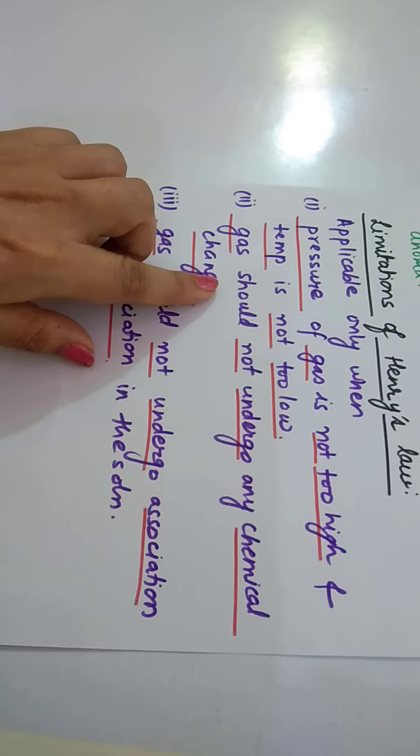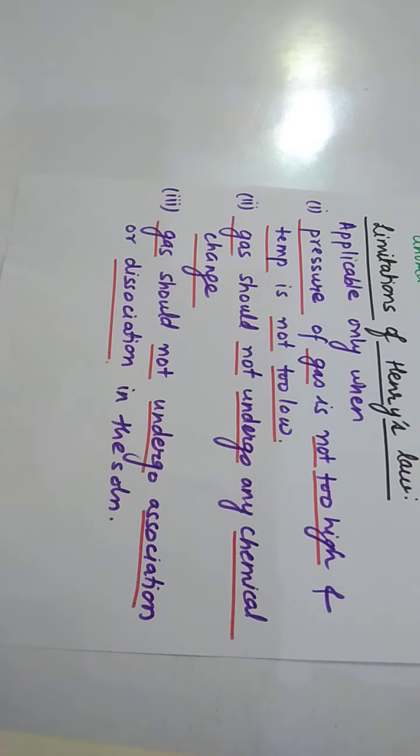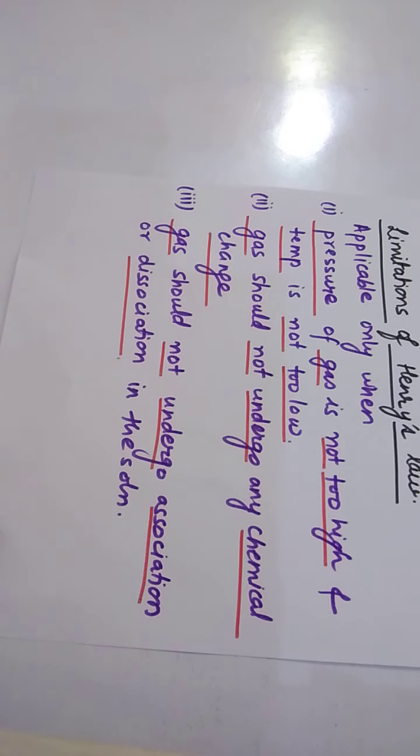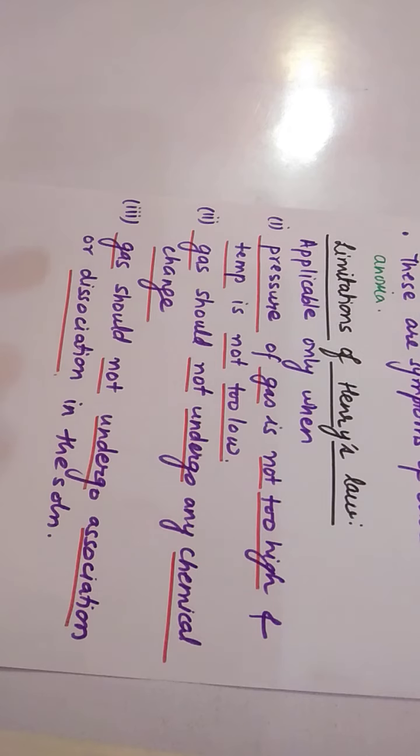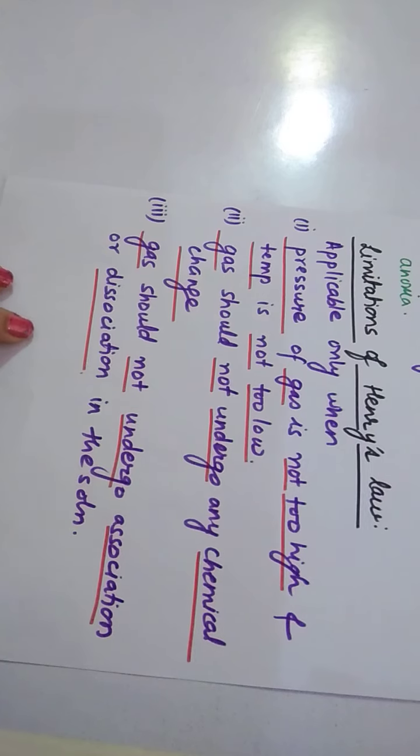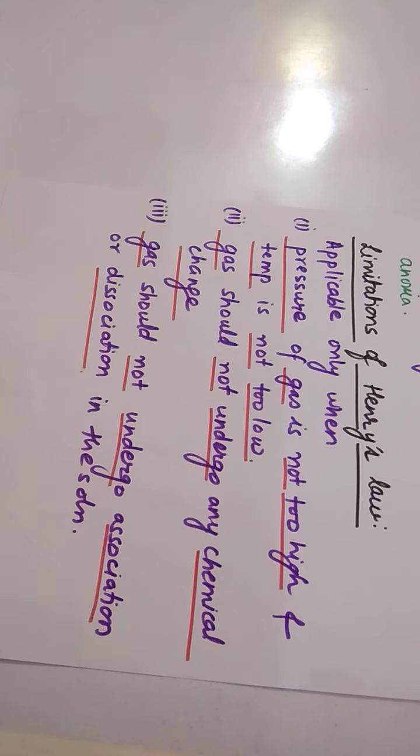Next, the gas that you are taking should not undergo any chemical change, and it should not undergo association or dissociation. So these are the three conditions, the limitations of Henry's law. Pressure should not be very high and temperature should not be very low. The gas should not undergo any chemical change, and it should not undergo any association or dissociation.